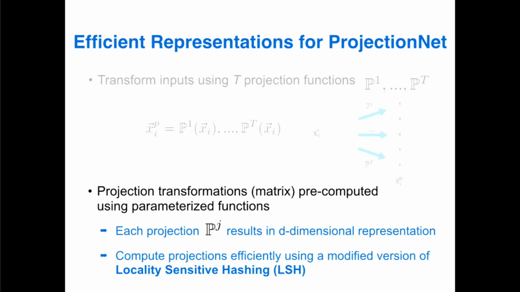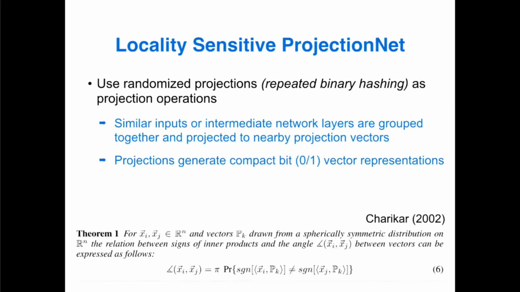So how do you do this? The key is these are pre-computed, and each of them, as I said, gives you a d-dimensional vector. But you shouldn't spend too much time or too much compute in making these projection operations work. So how do you do this? There are several ways to apply projection functions. You could do SVD, you could do embedding matrix lookup, etc. In our case, what we found really useful was computing these using a modified version of locality sensitive hashing.